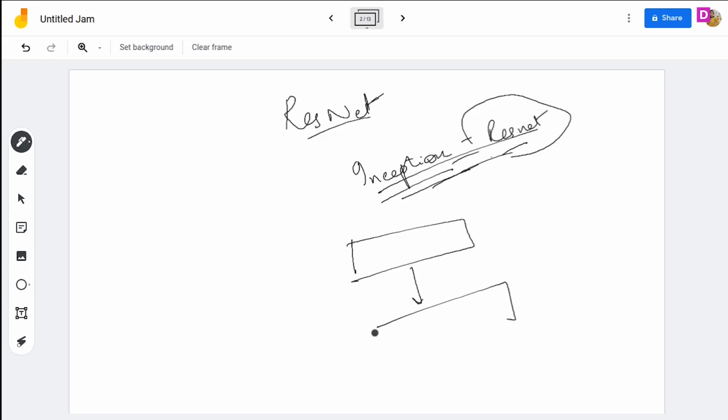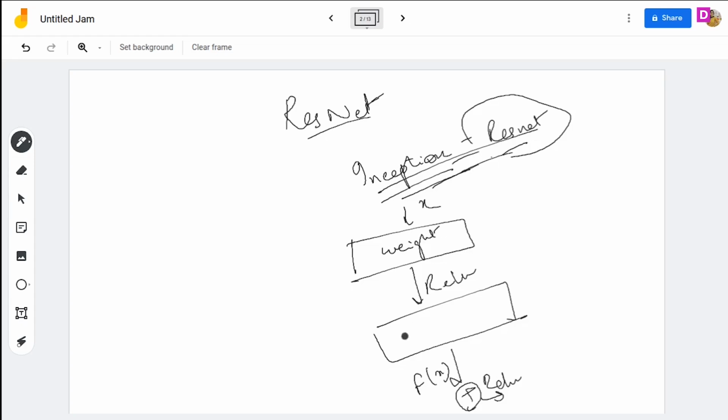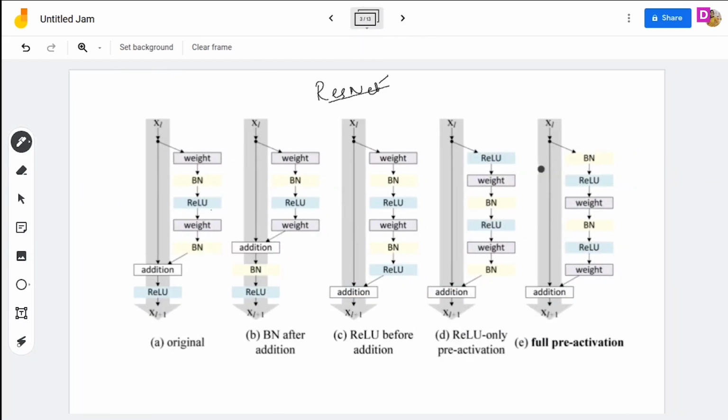You have this, then this, you have an addition, and this is followed by a ReLU, right? And then you have f of x here, you have x here, you have a ReLU here, you have weight and weight. These are two layers obviously, and then this is the skip connection here, and this is followed by a ReLU. So this was the whole residual block. This idea of adding ReLU after or before came through this random experimentation.